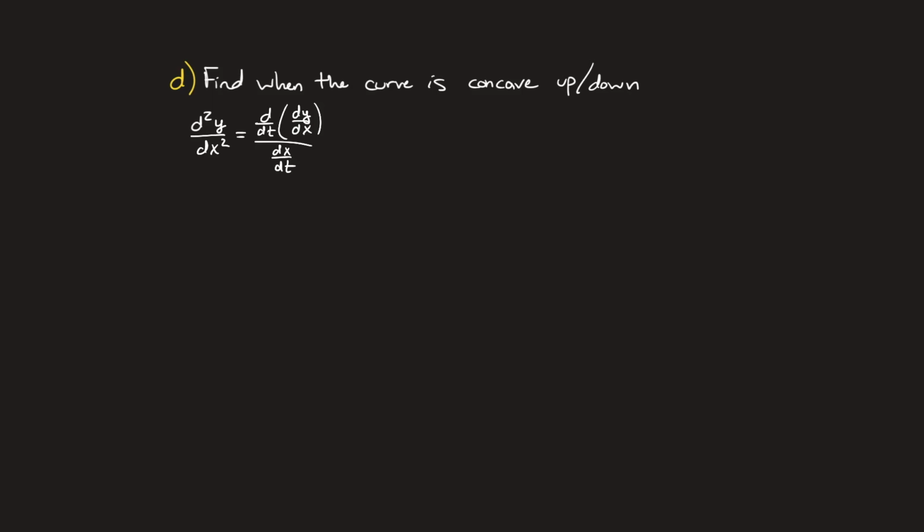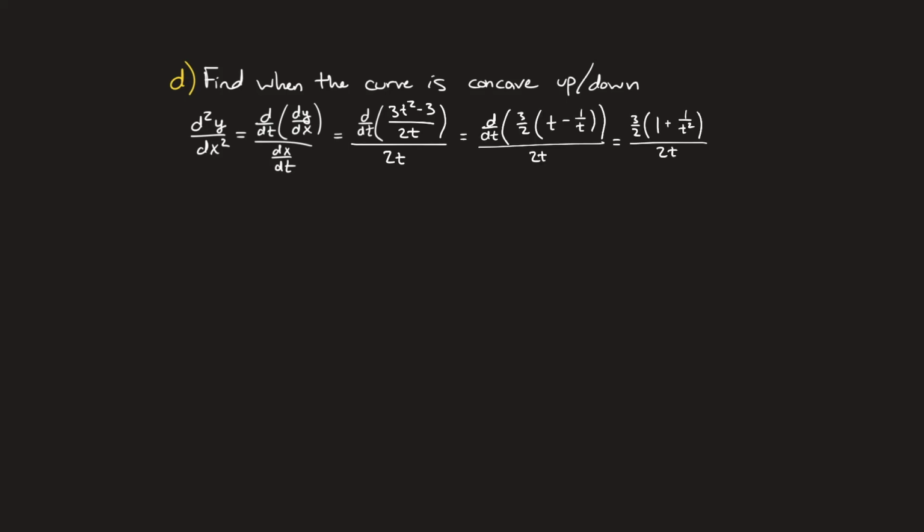In a previous part, we found that dy/dx is equal to (3t squared minus 3) over 2t. Simplifying this expression and taking the derivative with respect to t, we get 3/2 times (1 plus 1 over t squared), all over dx/dt, which is equal to 2t. Finally, we can simplify this expression to get 3 times (t squared plus 1) over 4t cubed.